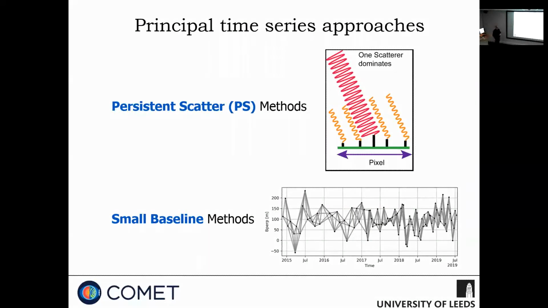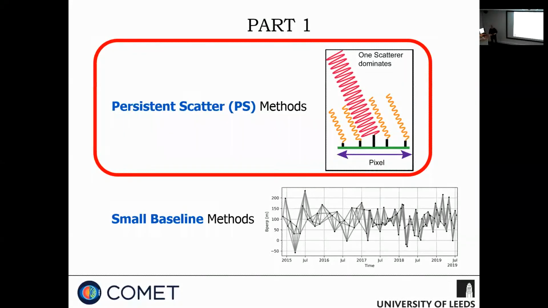Okay, so there are two broad categories of time series analysis. One is called persistent scatterer, or PS, and the other is small baseline. So I'm going to talk about both of these. In part one, I'm going to just focus on the persistent scatterer.